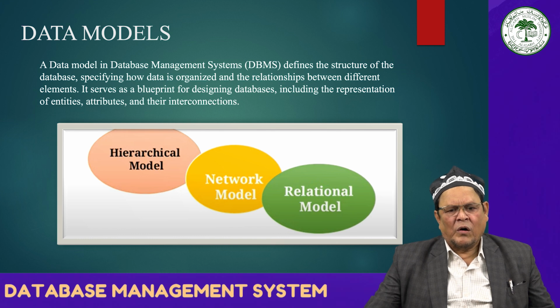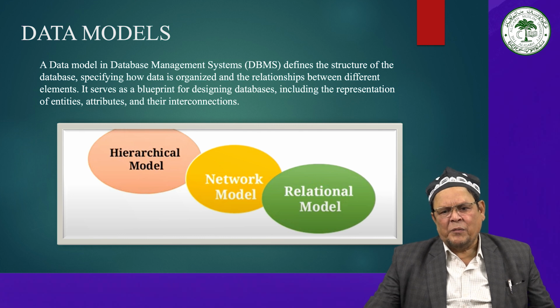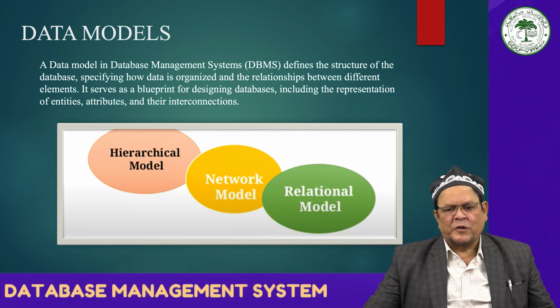The network model, on the other hand, resembles a web where everyone is interconnected. Here, data is linked and each record can have multiple parents and children, providing more flexibility but also complexity. Finally, we have the relational model, a widely adopted approach based on tables, rows and columns. It emphasizes normalization principles and uses keys to establish relationships.